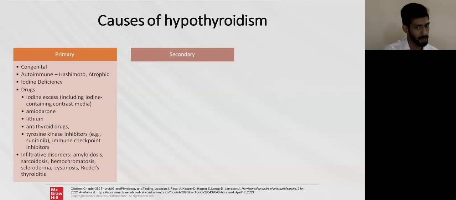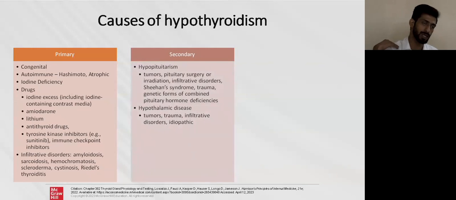Now, coming into secondary causes. By secondary causes, we are thinking causes that are above the thyroid. Yeah, pituitary or your hypothalamus. Any disease affecting your pituitary or hypothalamus. It's just a list of all the diseases that affect your pituitary or your hypothalamus.